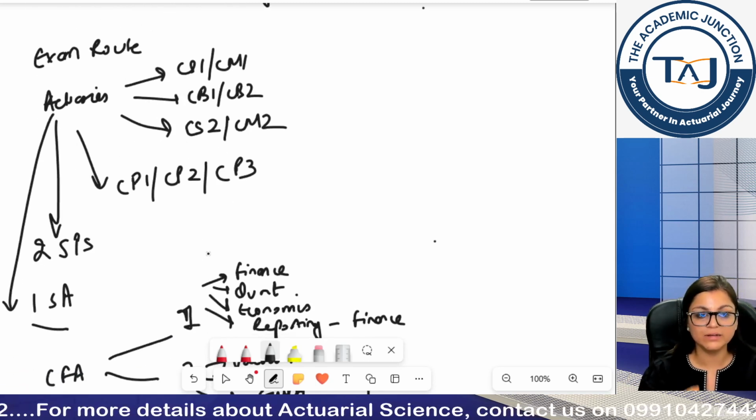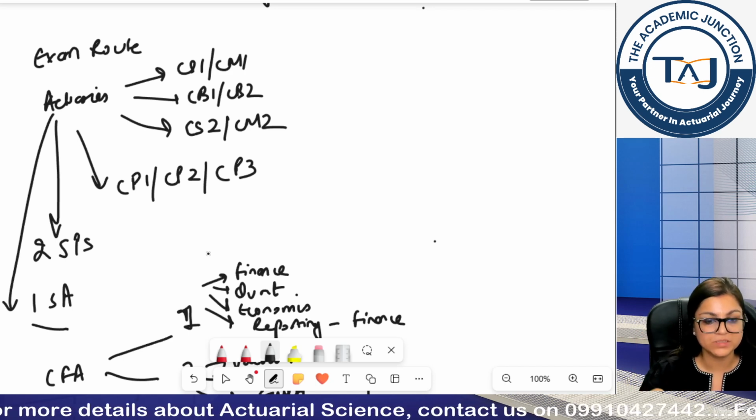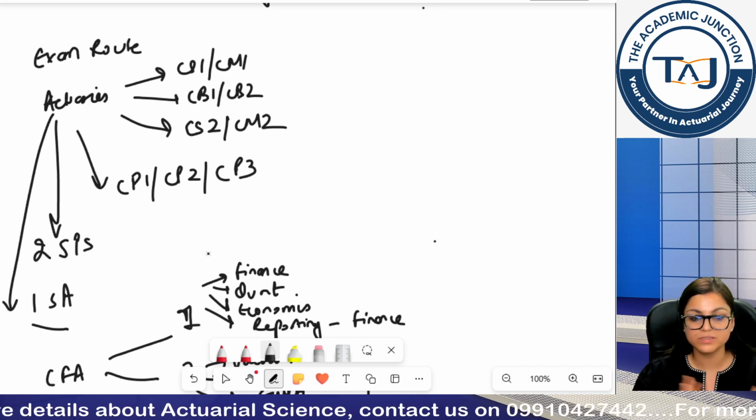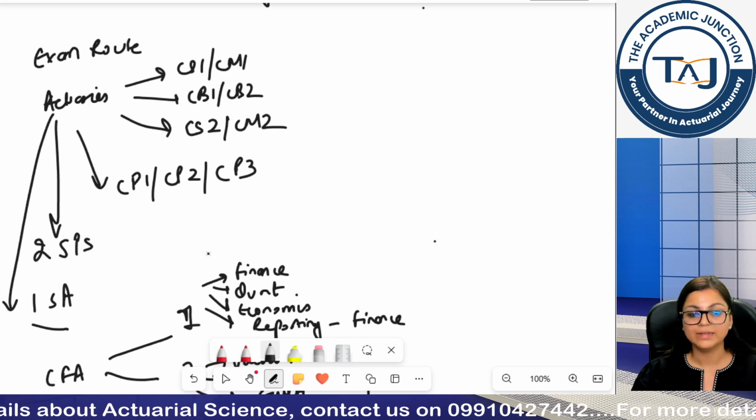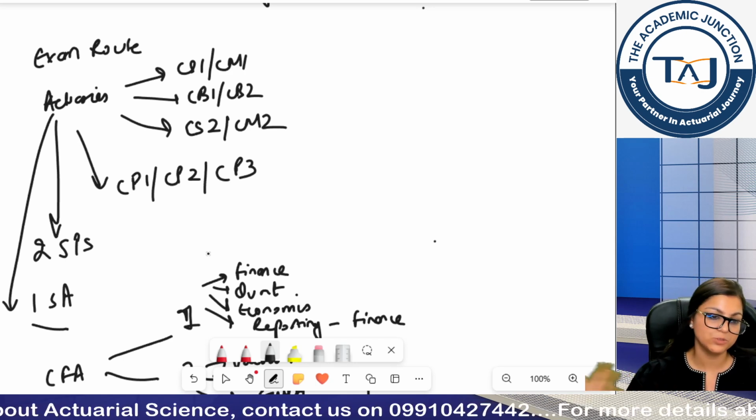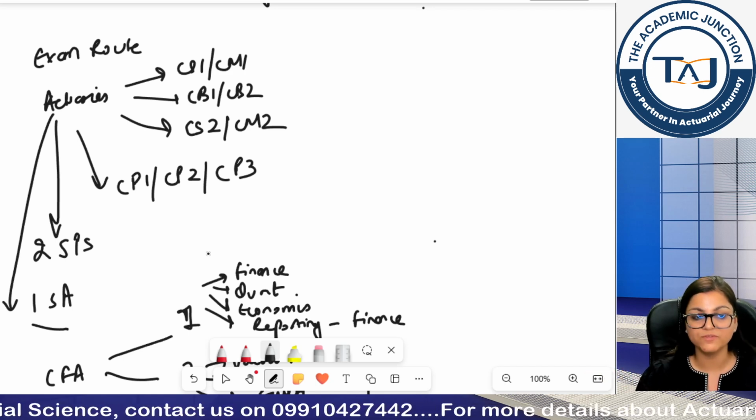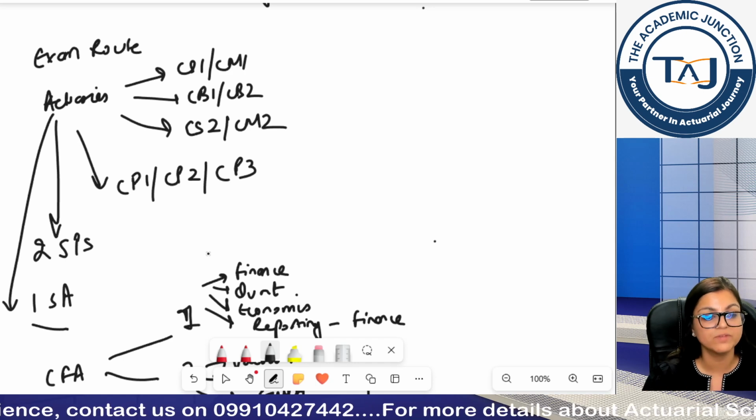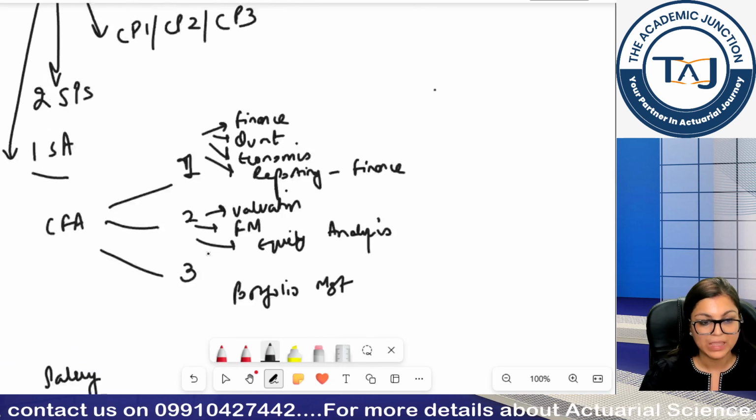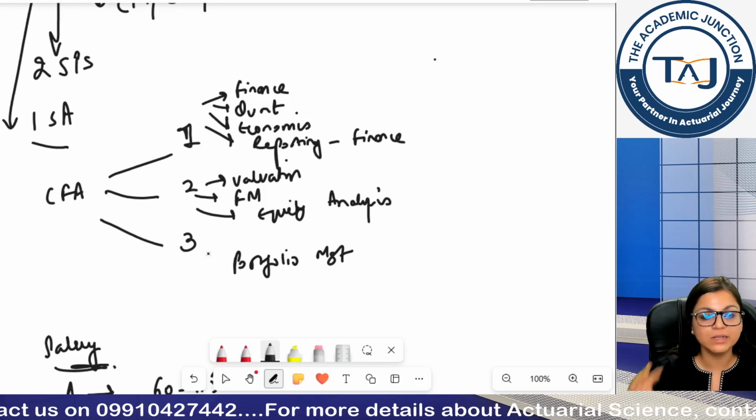As I said, there are 13 exams. First is the core principle series: CS1, CM1, CB1, CB2, CS2, CM2, CB3. Next is the core practice series: CP1, CP2, CP3. Next is the specialization series, where we have to give 2 SPs, and finally the specialist application, where we have to complete 1 specialization. Now if I talk about CFA, there are 3 levels.